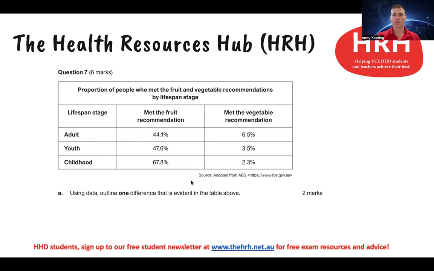So A, for 2 marks, was asking you to use data to outline one difference that is evident in the table above. Obviously if a question mentions to use data, you need to be including numbers as part of your response, and you should always look out for any units that are relevant to the particular data that you're referring to. So we're looking at the percentage here, and it's just asking for one difference that's evident in the table above. There are quite a few differences you could choose from.